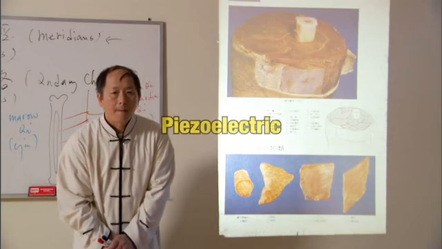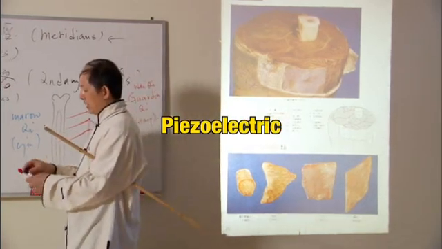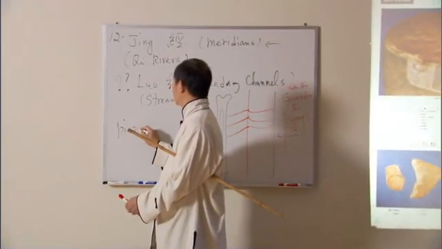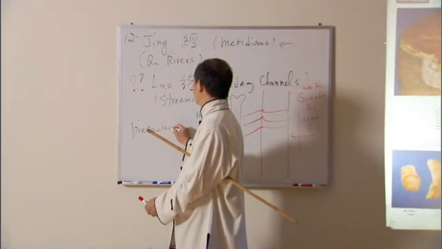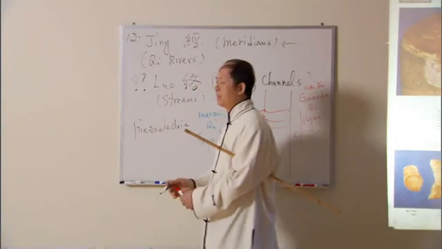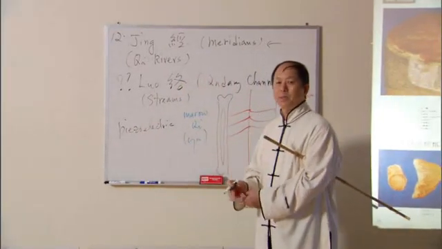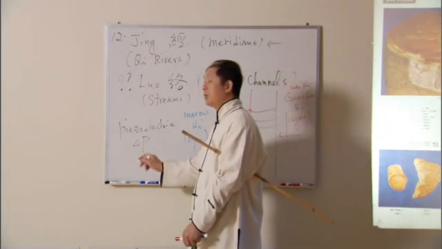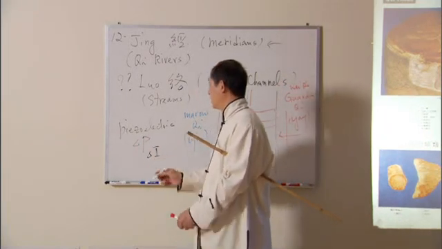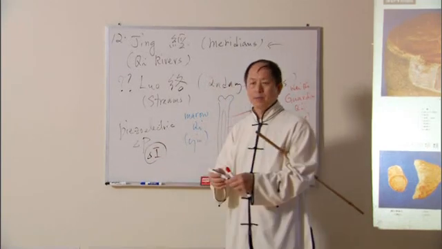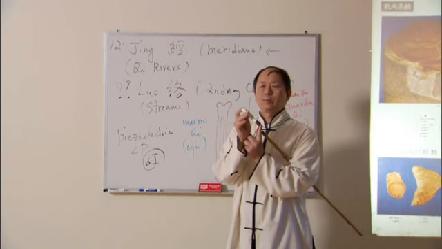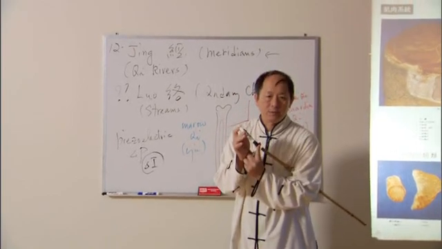piezoelectric material. Piezoelectric material, this is a very important concept. Piezoelectric material means as long as you generate pressure, then the current circulates. Remember, this is qi. That means in order for the bone to maintain its structure strong, you have to continue to generate pressure on the bones.